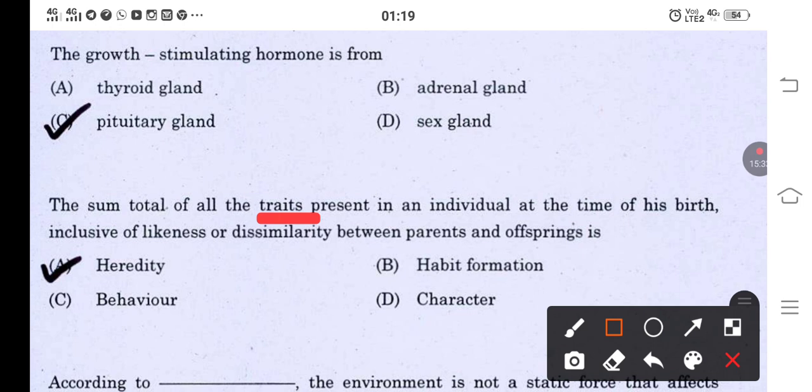But the similarities between the parent and the child, physical appearance and certain similarities, will not change between the parent and the child. So it will be carried through the genes, or we call it genetically it will be carried. So over here the correct option will be hereditary.